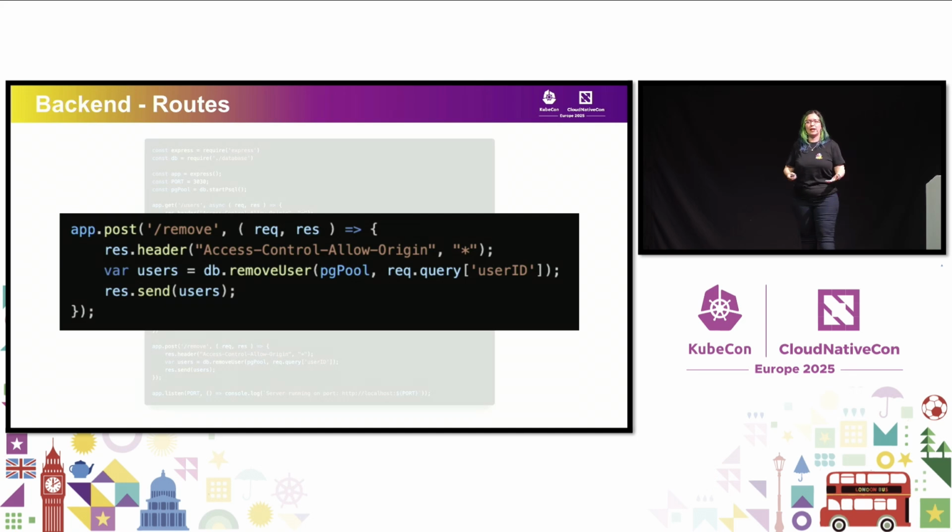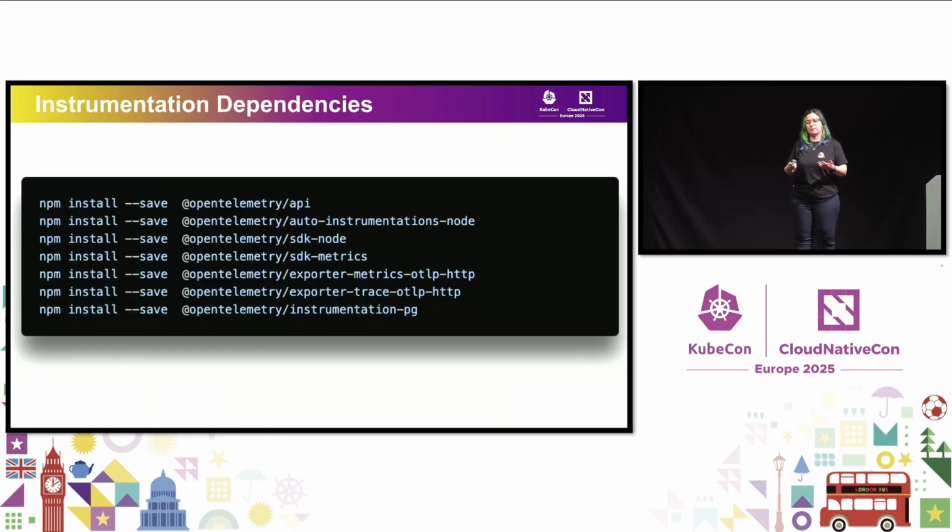So now the next point is actually adding the instrumentation to this. So how do you do this? For my Node example, you're going to install some dependencies. Here I'm going to use auto instrumentation because it already initializes a bunch of things for me, so it makes my life easier. And the last one that we have here is specific for Postgres, because that is the database that I'm using for this example.